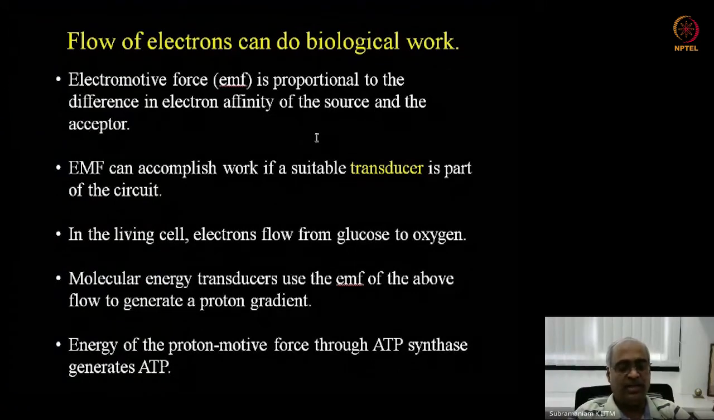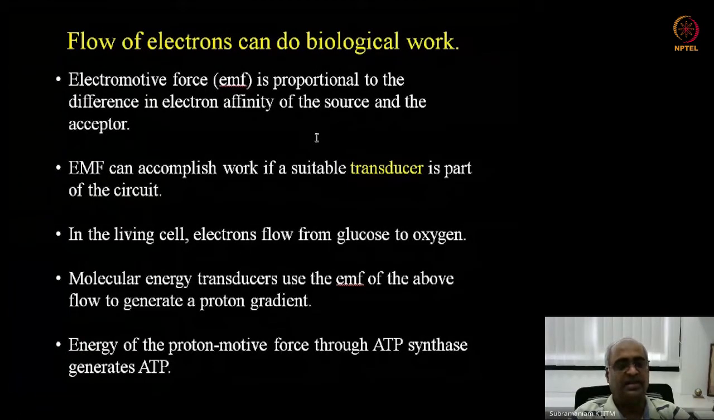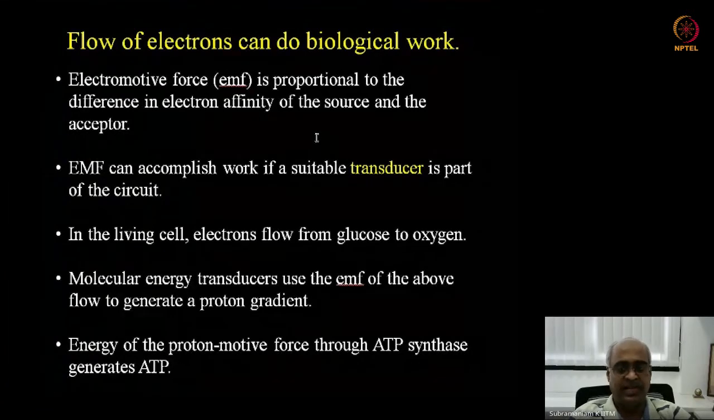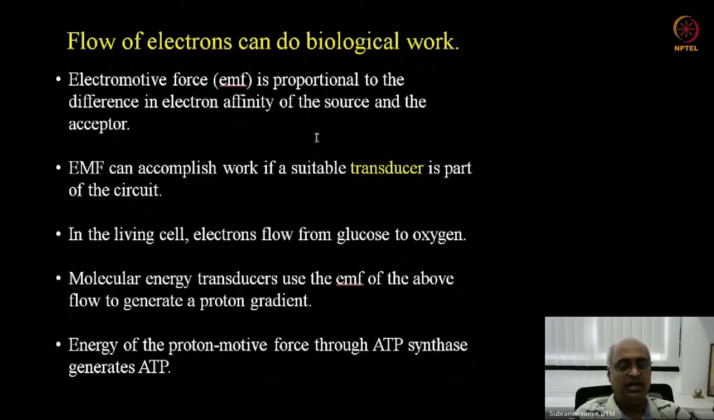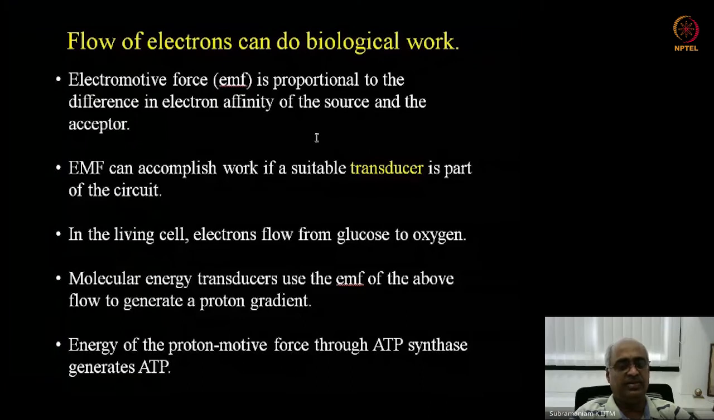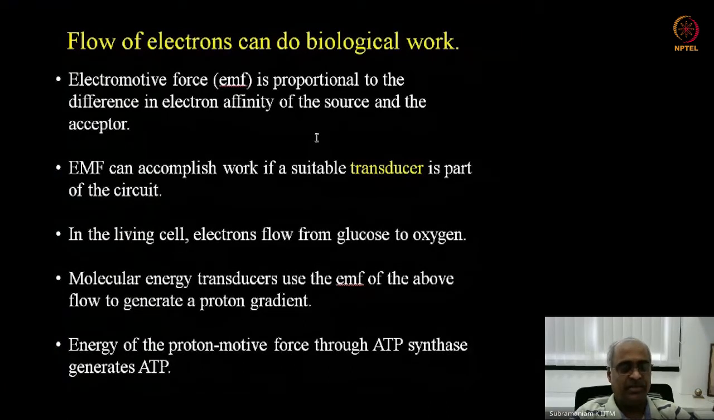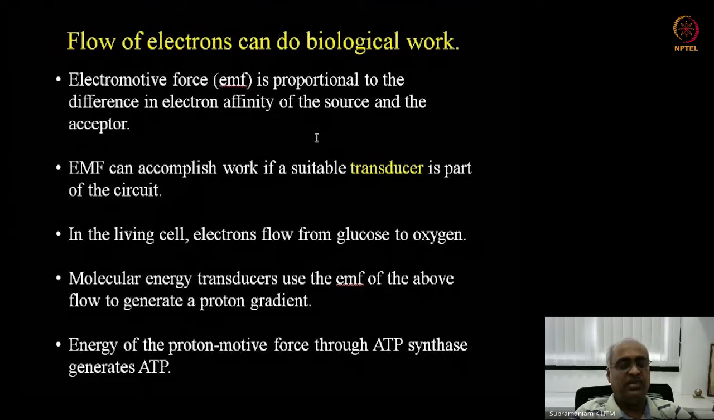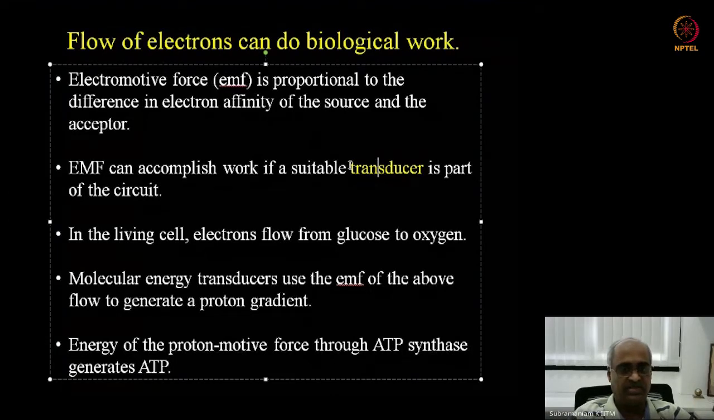At one electrode, you might have a chemical species that readily donates electrons, and at the other electrode you might have a species that readily accepts. Now if you have a wire connecting the two, then there will be an electron flow, and the difference in potential between the two electrodes will determine the force of this flow, which can be used to do work if you have a suitable transducer. The transducer is an important thing here.